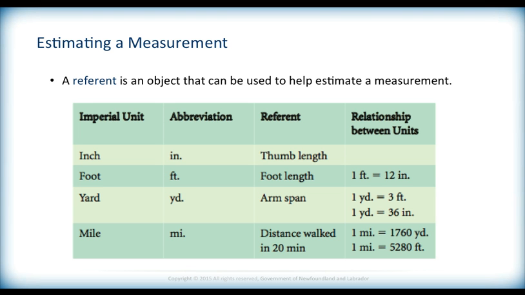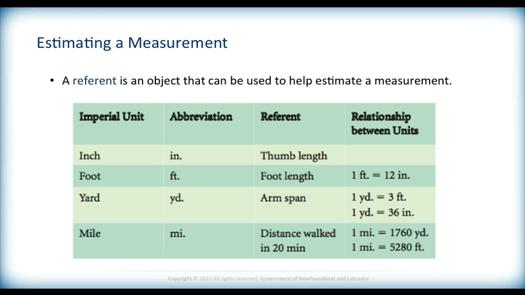Lastly, a mile is represented by MI. It is a distance that can be walked in 20 minutes. Of course, this is an approximate measure, as everybody would walk at a different speed, but it is approximately the distance walked in 20 minutes. We have two relationships for this unit as well. 1 mile equals 1,760 yards, or 1 mile equals 5,280 feet.